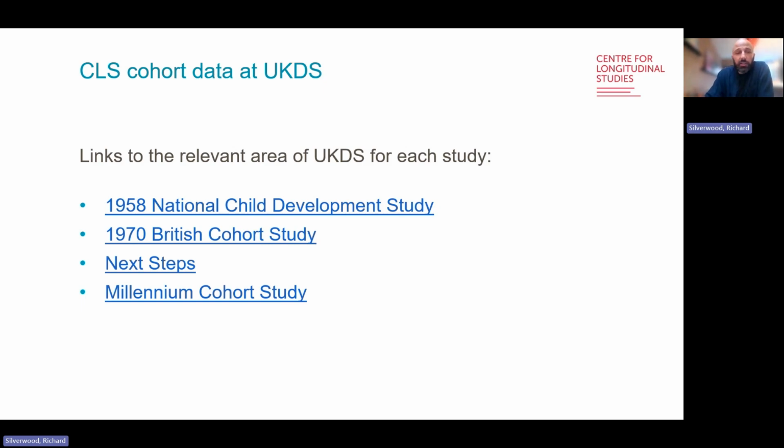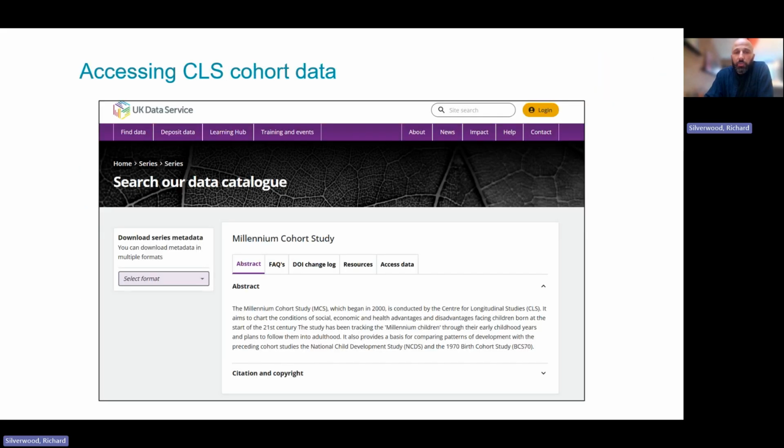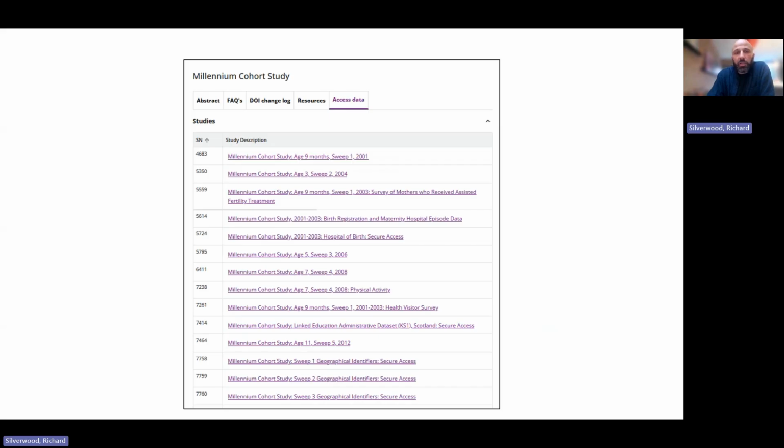So if you were to click on the link here for the Millennium Cohort Study, it would take you to a page that looks like this. If you scroll down, this gives you an overview of the Millennium Cohort Study. There's various bits of information here, but let's focus on accessing data for the moment. So we would click on Access Data, and that would take us to a page that looks like this. This gives us a list of all the MCS data sets, all the deposits that are available within UKDS.